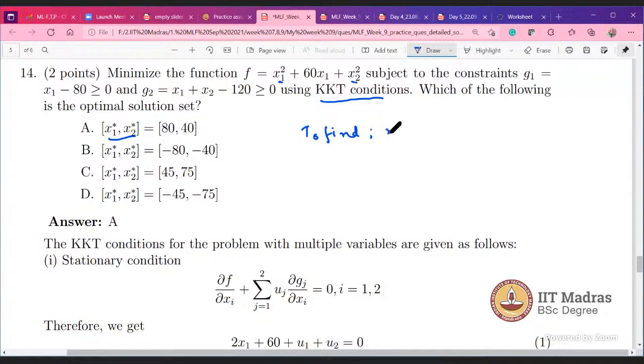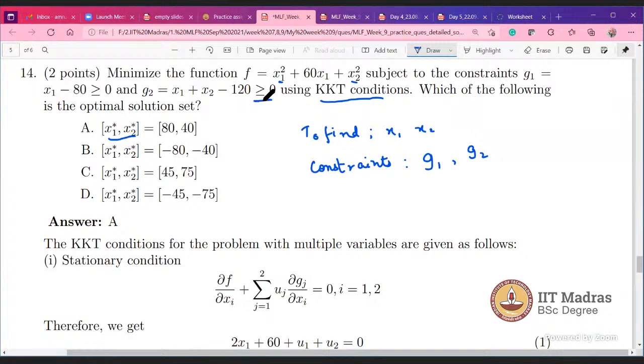And so we have to find x1 and x2. Since we have 2 constraints, how many Lagrange multipliers do you have to use? That is your first thing. 2, because we have two constraints, G1 and G2. So these are all inequality constraints.